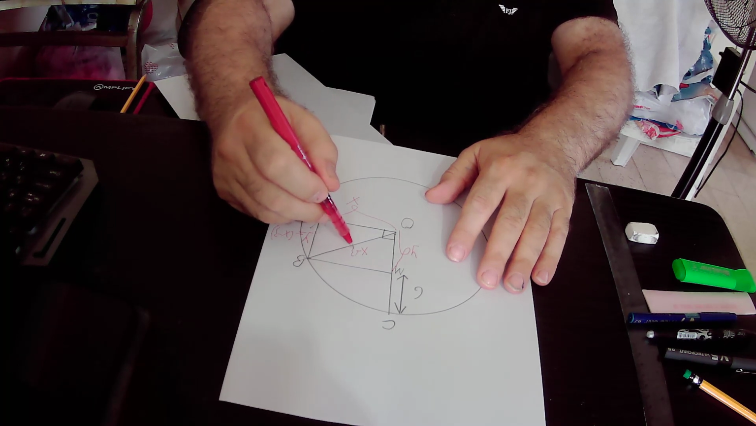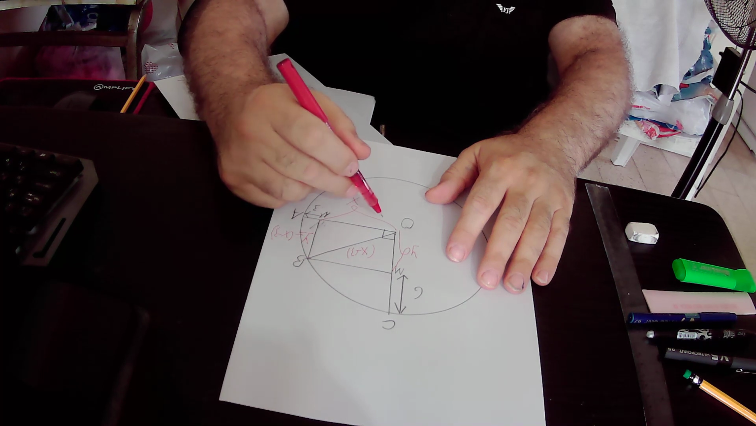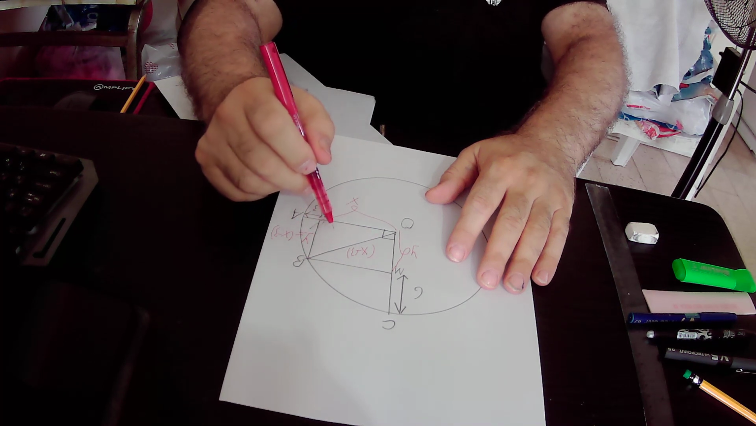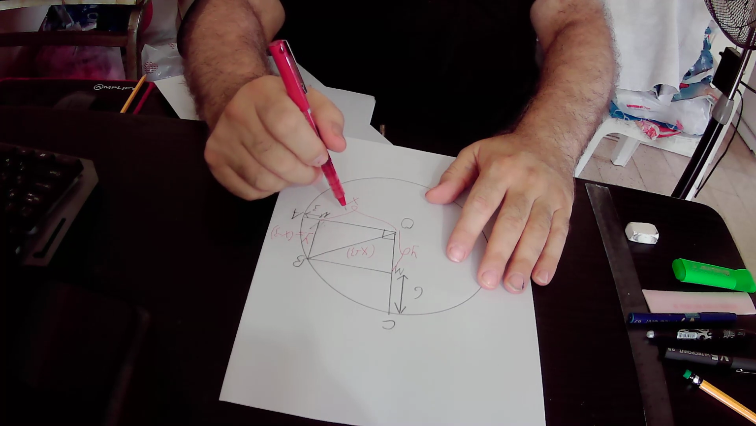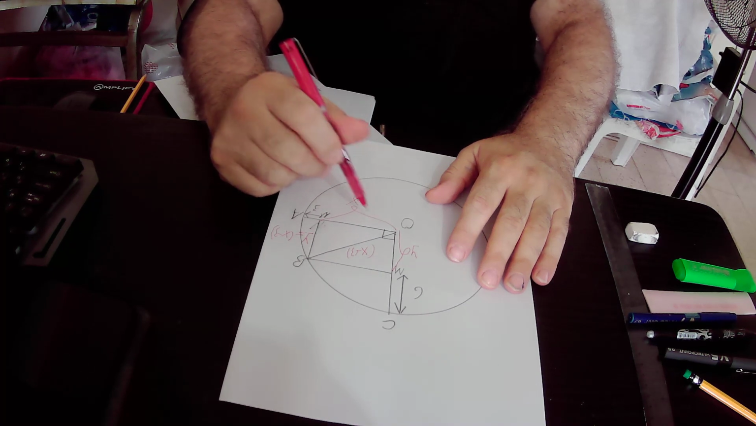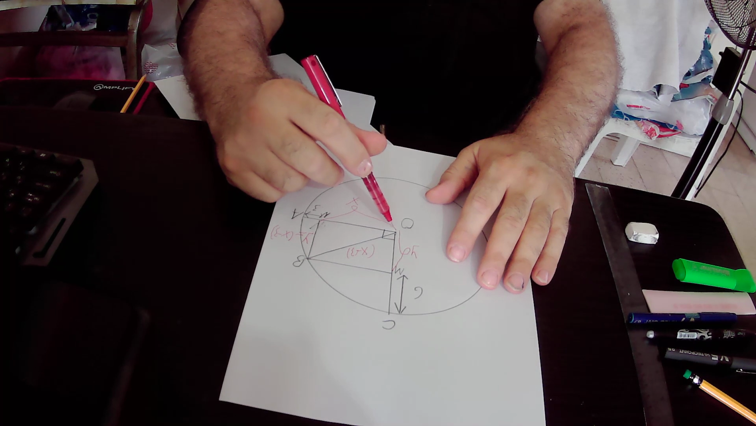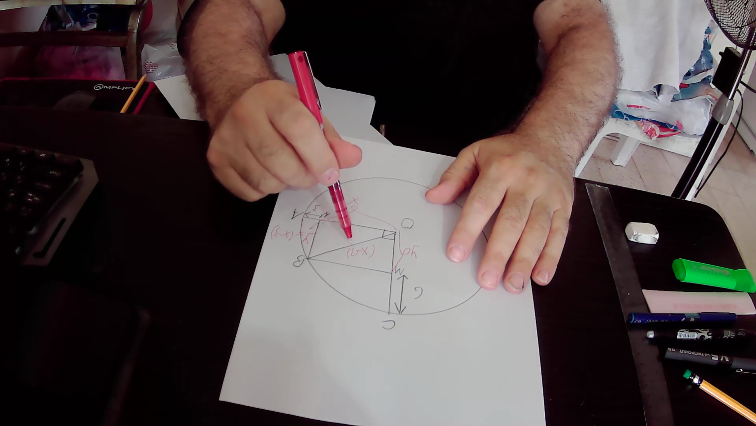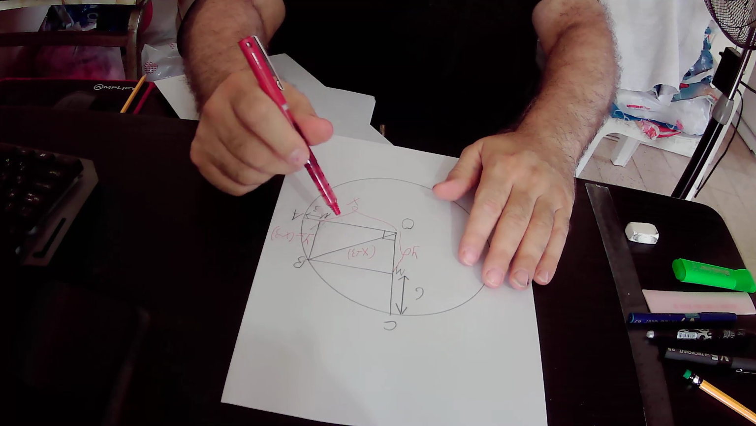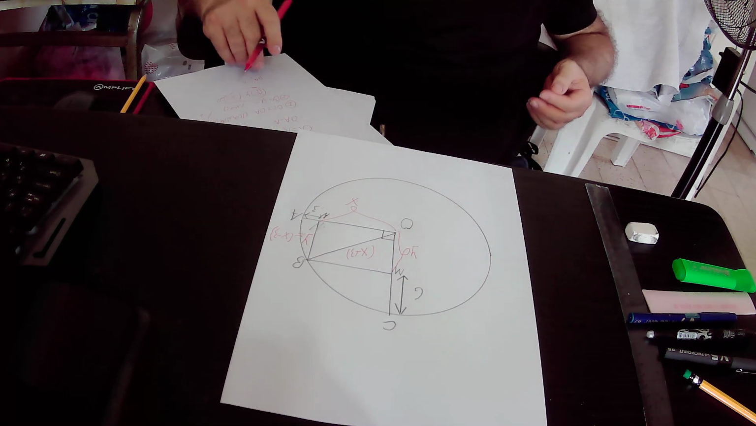Because both those two line segments are the radiuses of this circle, both are equal to each other. So if OA equals x plus 3, then OB, that is also the radius of this circle, will also be equal to x plus 3. Okay?